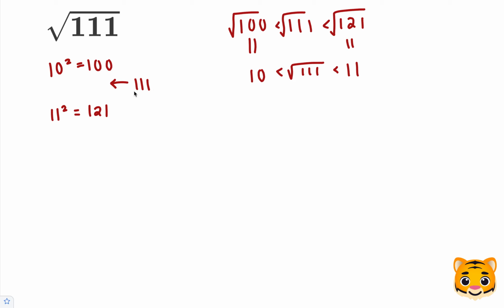Because 111 is pretty evenly distributed between 100 and 121, we can try something between 10 and 11, or 10.5 squared. So let's see what 10.5 squared is and see how close that gets us to 111.